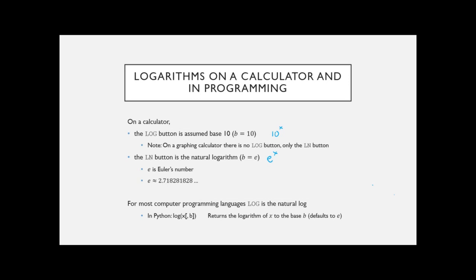The reason it does that is because a lot of these programming languages are used in scientific situations or in engineering, and the most common type of log you use in engineering is actually the natural log. So it just made sense to make the default the natural log, because that's what you use most of the time. But it's important to know that difference, because if you're not aware of it, your numbers are going to be completely off. You're not going to get what you're expecting.